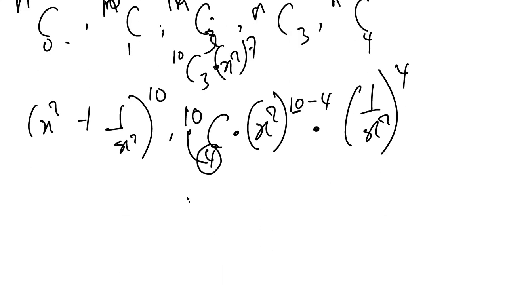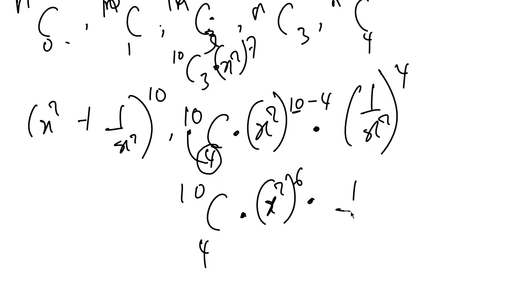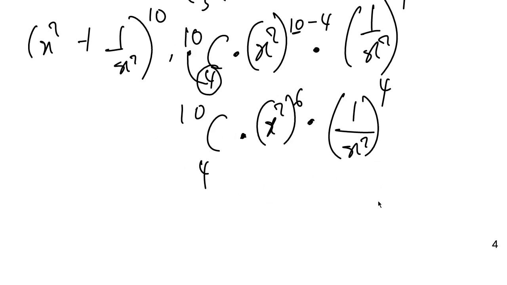So 10 combination 4 will give us 10 combination 4 multiplied by what? x squared to the power of what? 10 minus 4 is what? 6, isn't it? Multiplied by 1 over what? x squared to the power of what? 4. Are you getting it?